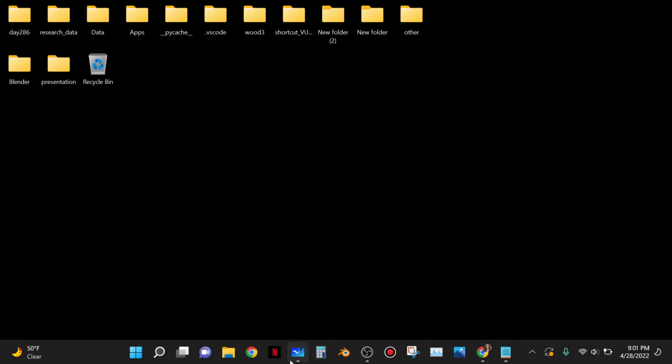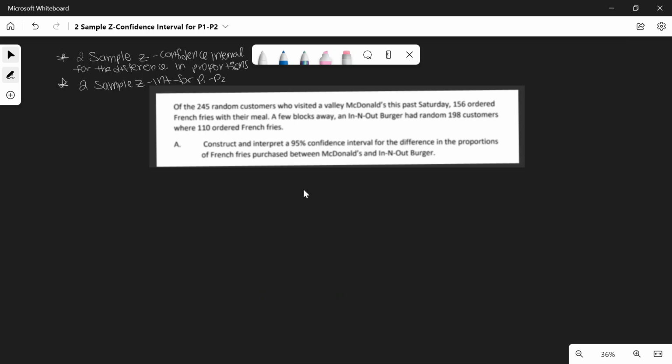Alright, so I'm going to go over a 2-sample z confidence interval for P1 minus P2. You could also call it a 2-sample z confidence interval for the difference in proportions, or you can just say 2-sample z int for P1 minus P2. Same thing. So here's the problem. Of the 245 random customers who visited a Valley McDonald's this past Saturday, 156 ordered French fries with their meal.